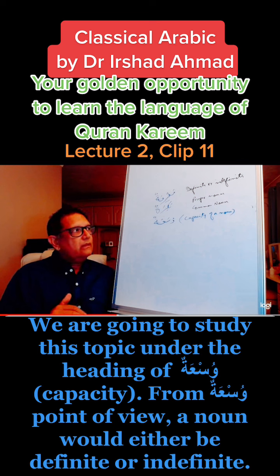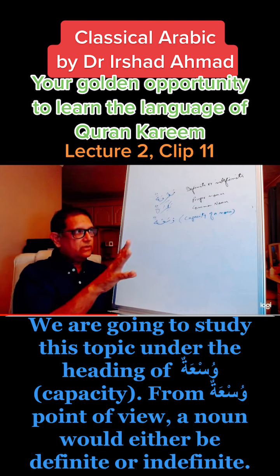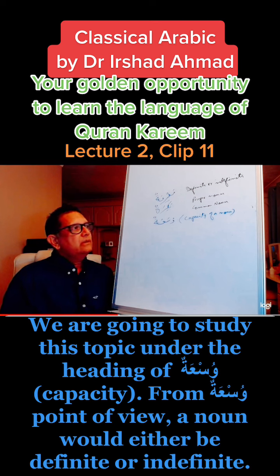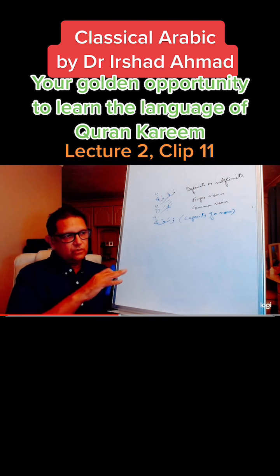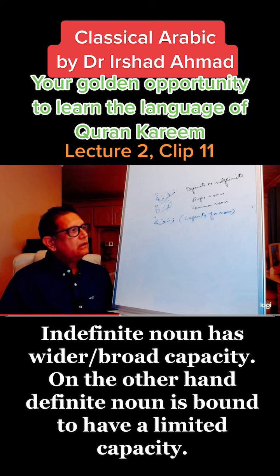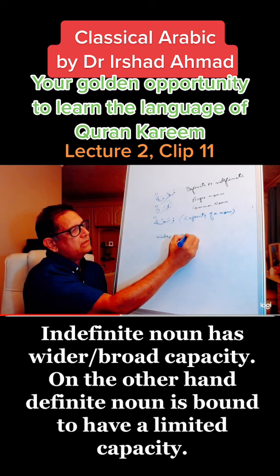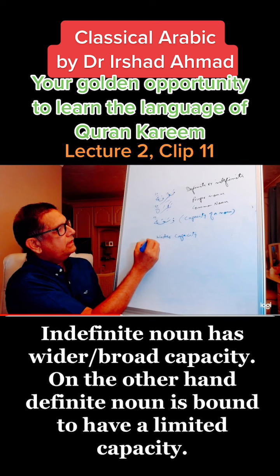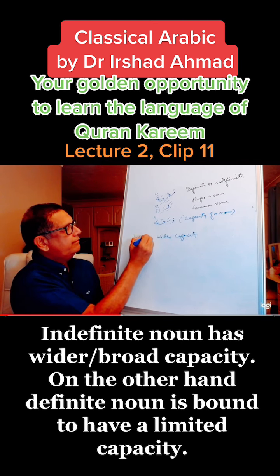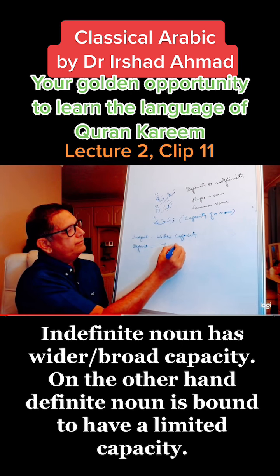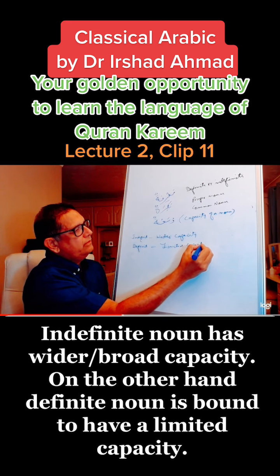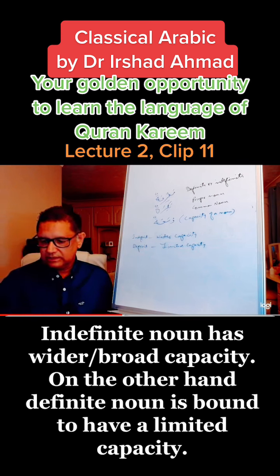So the capacity here, the possibility here is 1 out of 30 now. Initially, the capacity was limited. There was only one person. Hopefully, there was only one Hamid there. So the capacity of that noun was limited. But when it became nakira, when it became indefinite, the possibility increased. Its capacity became wider. So indefinite noun has wider capacity. On the other hand, definite noun is bound to have a limited capacity. So we will look at this topic in detail one day. This is just the introduction.